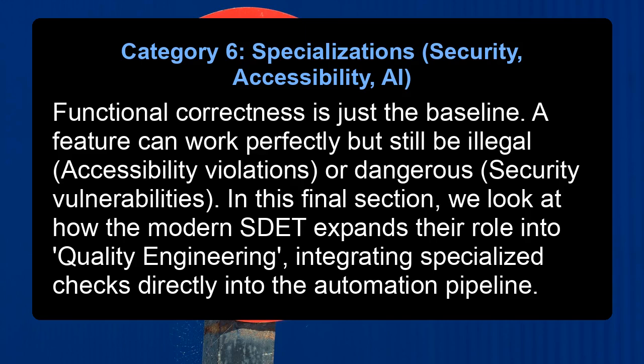Category 6, Specializations: Security, Accessibility, AI. Functional correctness is just the baseline. A feature can work perfectly but still be illegal, with accessibility violations, or dangerous, with security vulnerabilities. In this final section, we look at how the modern SDET expands their role into quality engineering, integrating specialized checks directly into the automation pipeline.